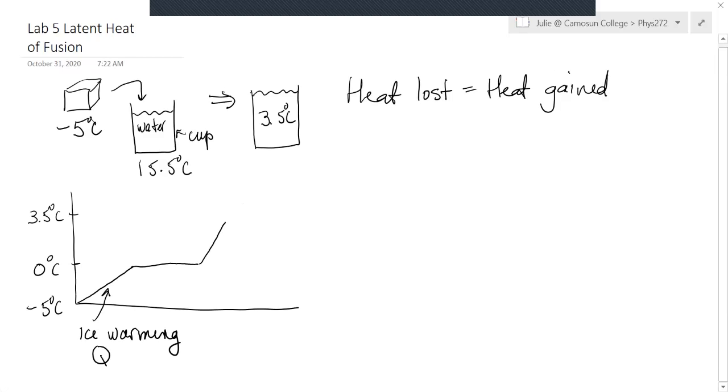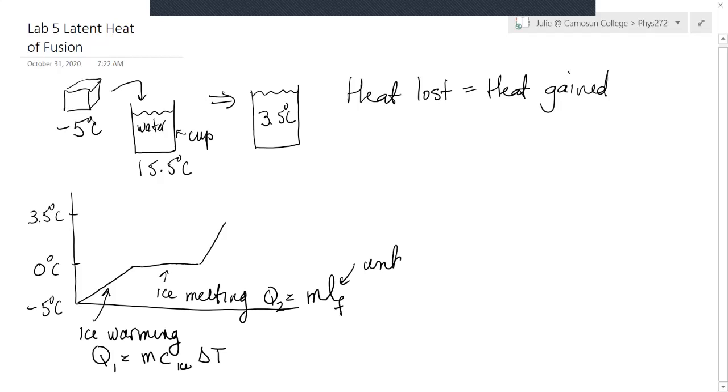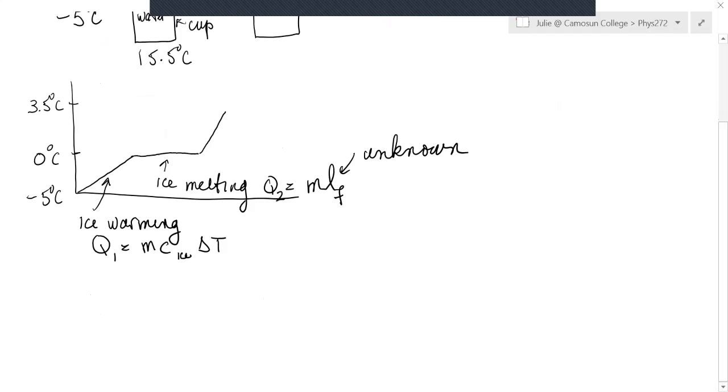and that would be Q, let's call it Q1, would be MC ice delta T. This is the ice melting. That's the phase change. We'll call that Q2. That would be MLF. And this is the LF. This is what you're trying to find. This is the unknown for this experiment. And then this is simply the 0-degree water warming. And that would be Q3, which would be MC delta T. Now this is C ice for specific heat capacity of ice. Up here it's C water.